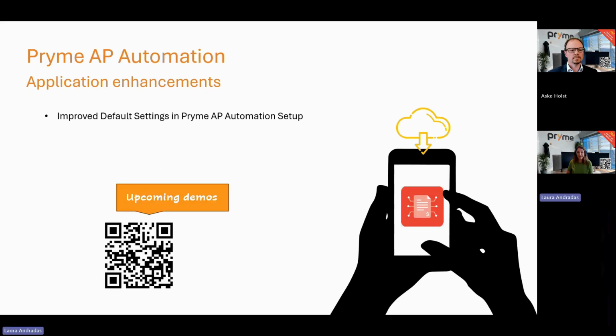And our last Pryme application for today, Pryme AP Automation, also our newest one, where we have improved the default settings in the setup. We are having a few live demos during this month of July, so you're most welcome to scan the QR code and register for one of those.